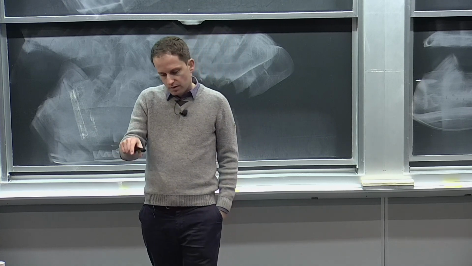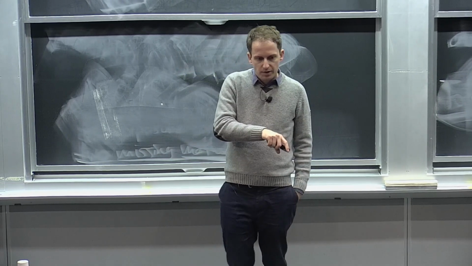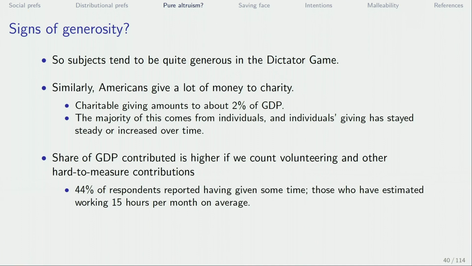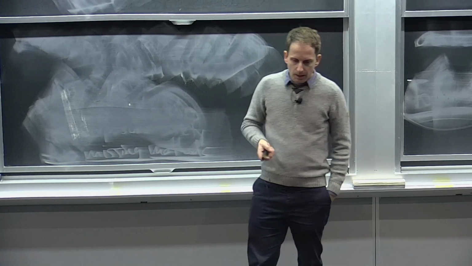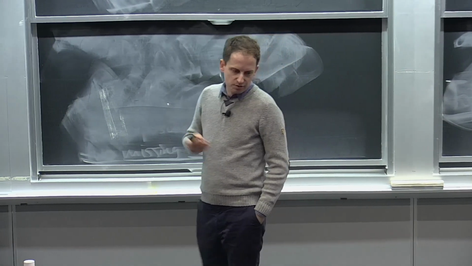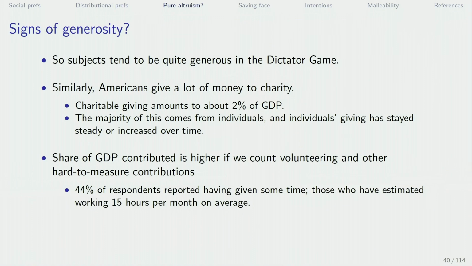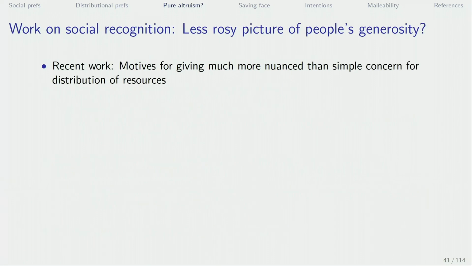Now I want to preview what we're going to talk about next time. It looks like people are pretty nice in various situations. It looks like in the Dictator game they give money, in the Ultimatum game they give money, and so on. People give money to charity, which is what we discussed earlier, about 2% of GDP. People also do a bunch of volunteering or other contributions. They give some time, about 15 hours per month on average when you do surveys. So it looks like people seem fairly generous overall.